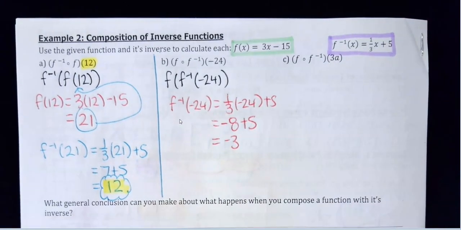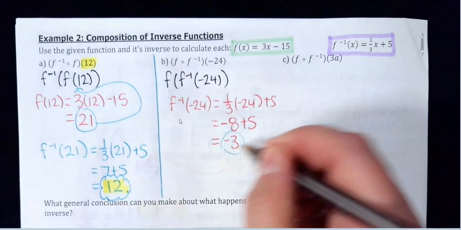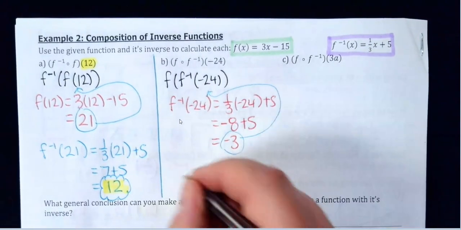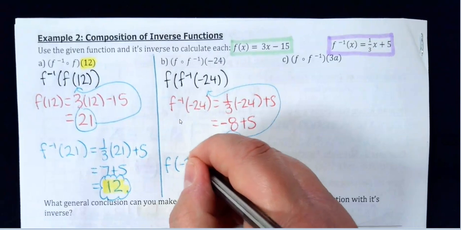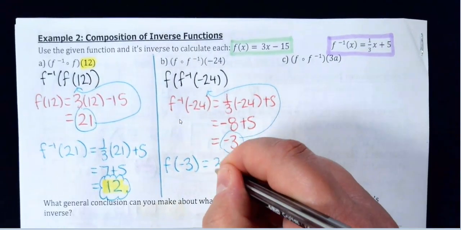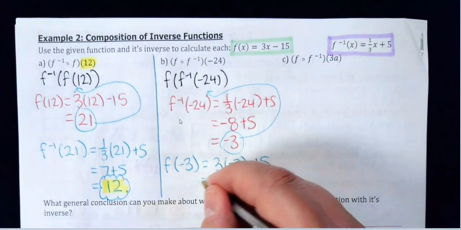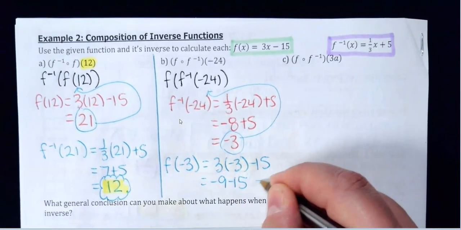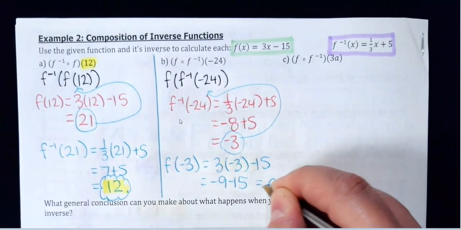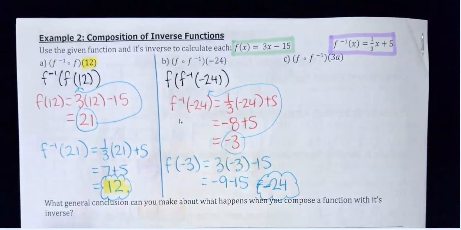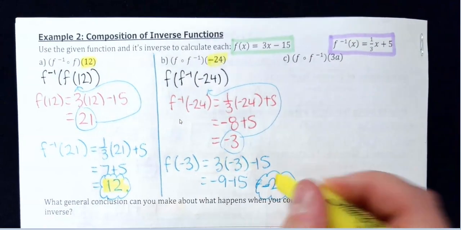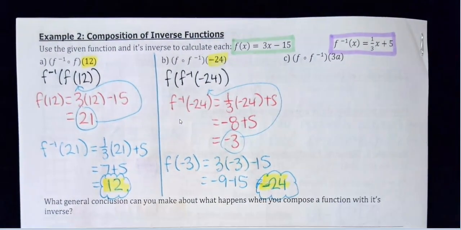And then remember, this becomes 2 problems in one, so I'm composing these. So then I take what I get here, just like a little substitution. I'm going to do now f, the original function, of negative 3. So that would be 3 times negative 3 minus 15, which is negative 9 minus 15, which is negative 24. And then again, you guys can see I got back exactly what I asked you to plug in. So it didn't matter if the function went first or the inverse went first. Either order, they should cancel each other out and just give you back what you plugged in.